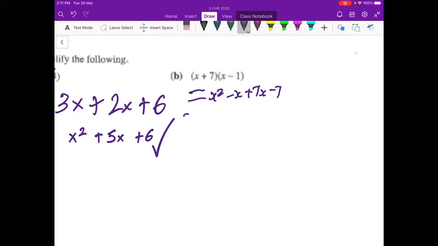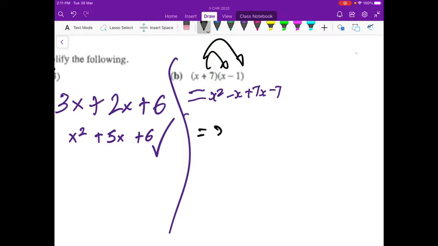Okay, this is the next answer. X plus 7, x minus 1. So you do your expansion, x and x, you get x squared. X and negative 1, you get negative x. And then you move on to positive 7 times x, positive 7x, and finally positive 7 times negative 1, negative 7. We are doing multiplication. So now we have to simplify to get x squared plus 6x minus 7.